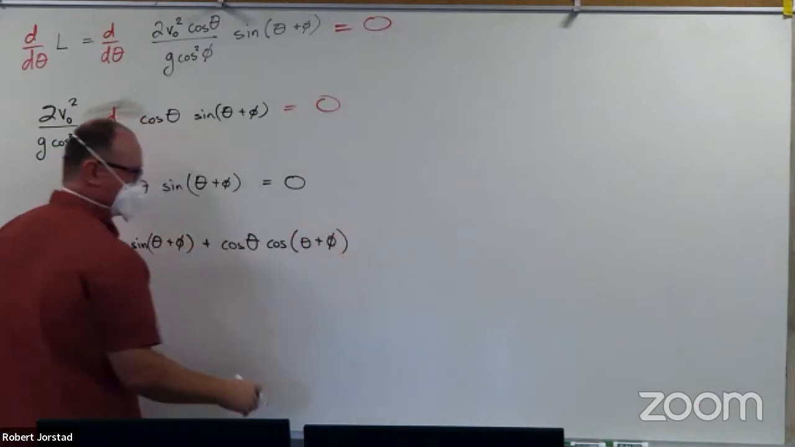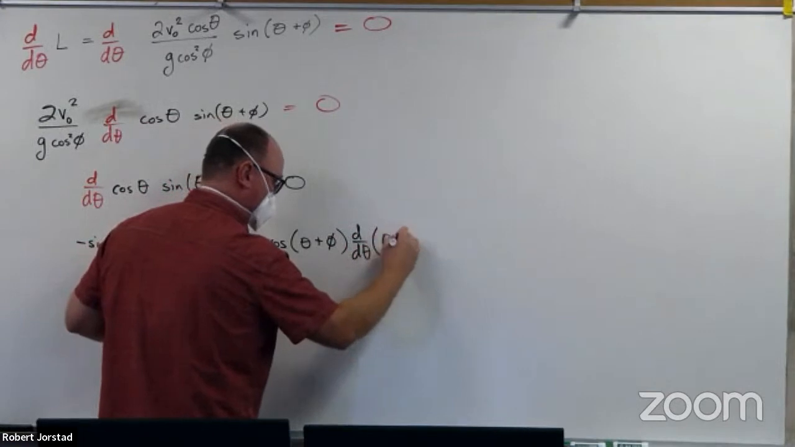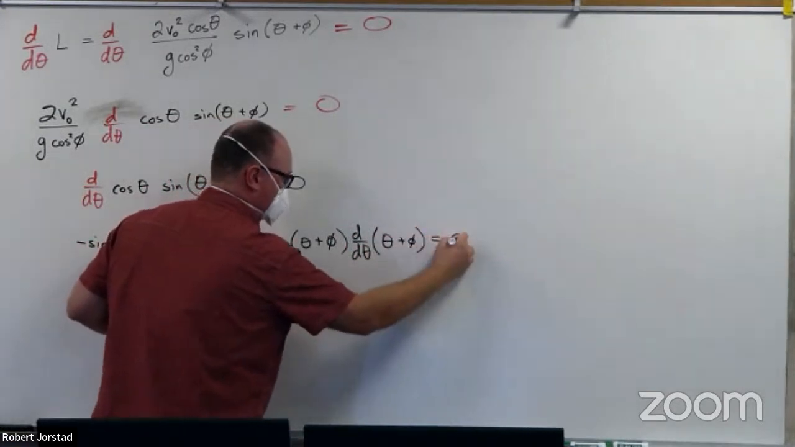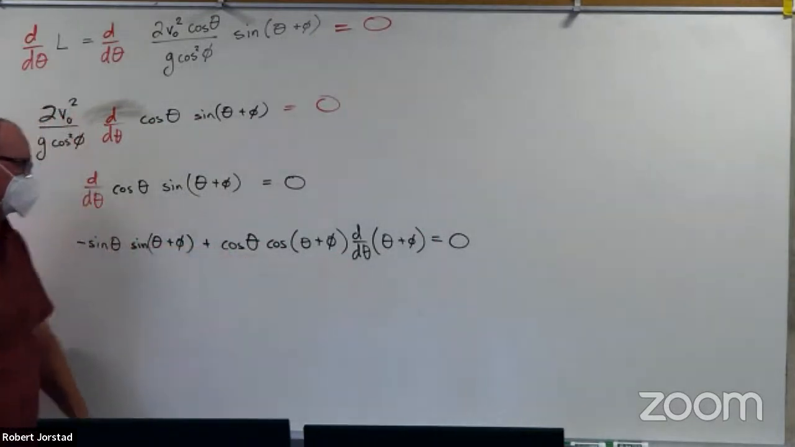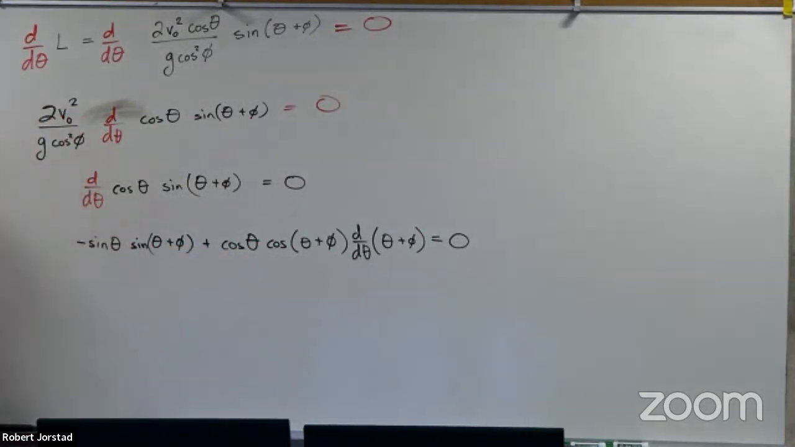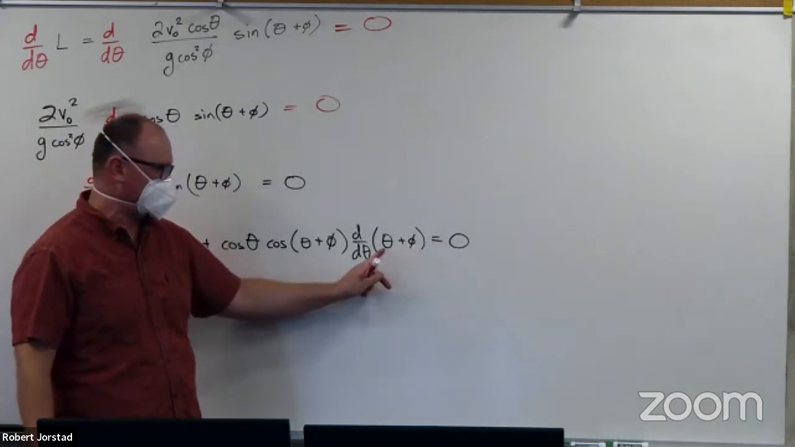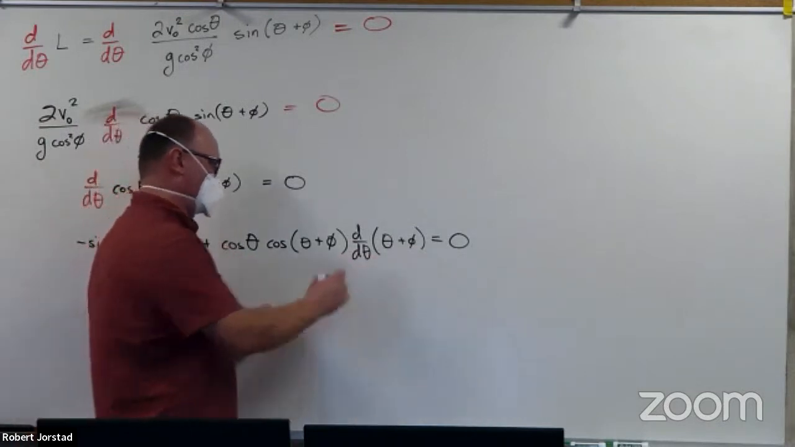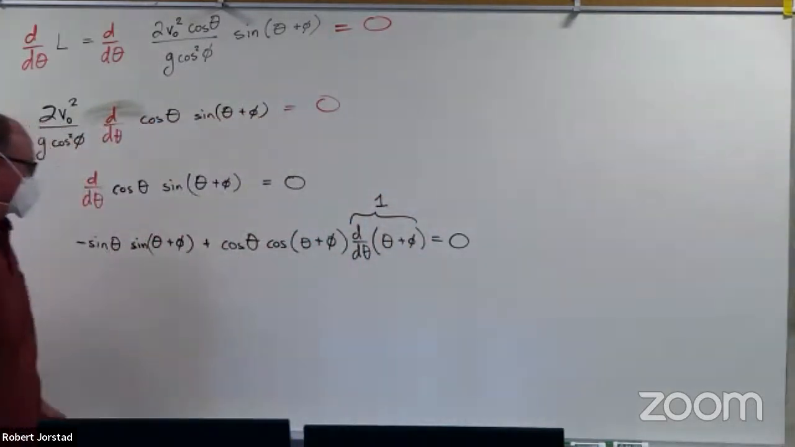Whatever's inside times the derivative of the inside. The derivative of what's inside. Well, in this case, what is the derivative of what's inside? 1, because phi is a constant. The derivative of a constant is 0. The derivative of theta with respect to theta is 1. So it looks really horrible, but it starts to work out.